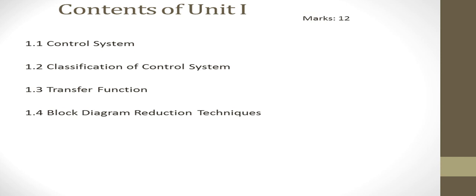Contents of this first unit are control system, classification of control system, transfer function, and block diagram reduction techniques. Overall marks for this unit are 12.